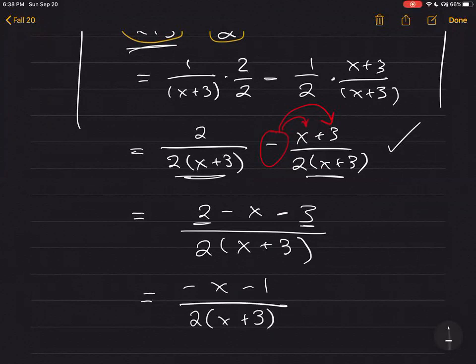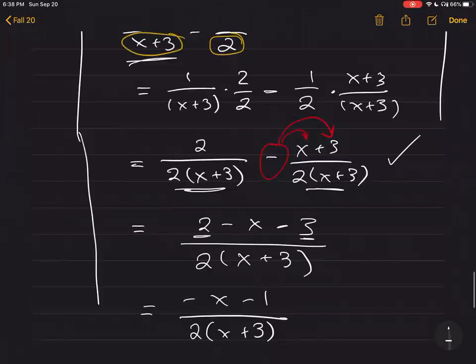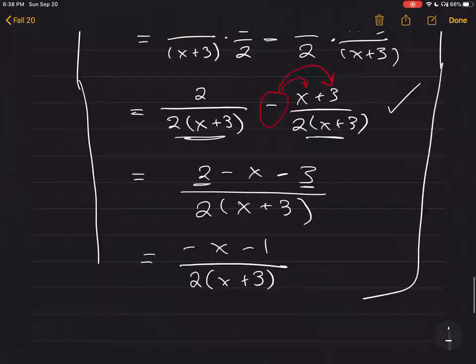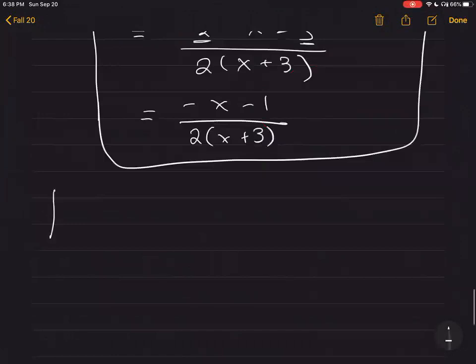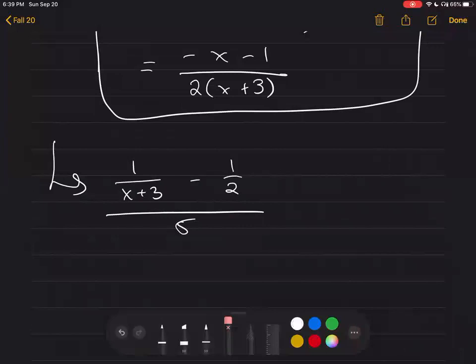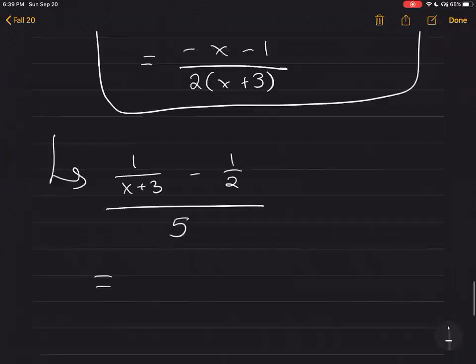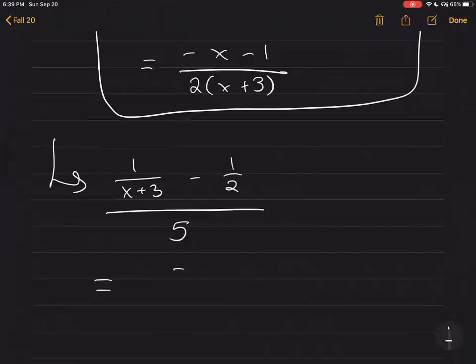Cool. So now we can go back to our, so this was our first step right here. So now we can go back to our original expression. So we have 1 over x plus 3 minus 1/2, and that's all over 5. It's all over 5. And then what we're going to do is replace the numerator on top with the thing we just calculated. So this becomes negative x minus 1 over 2 times x plus 3, and that's all over 5.